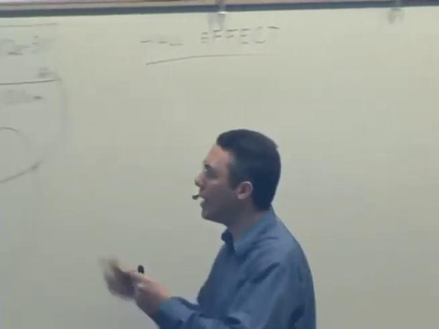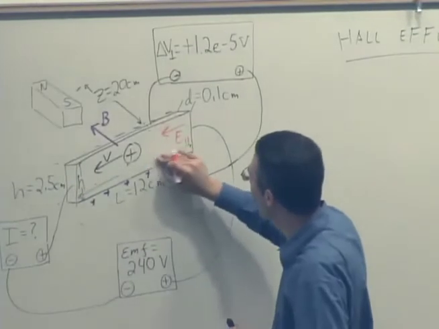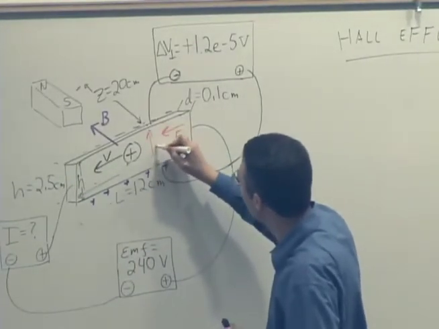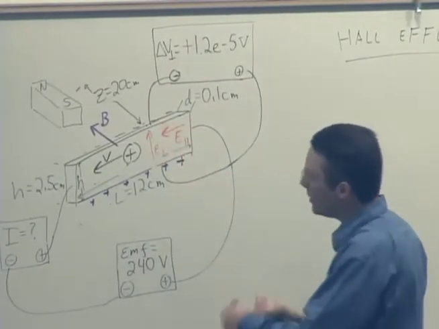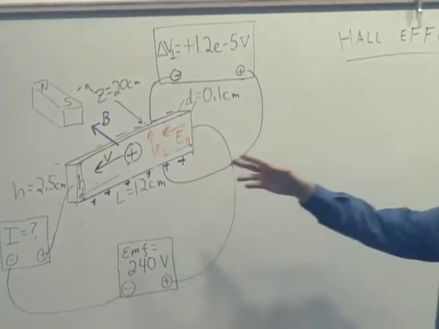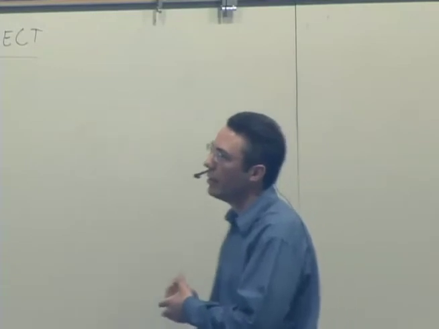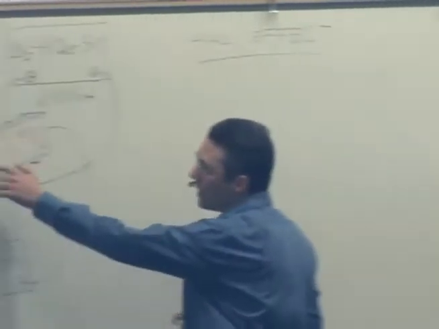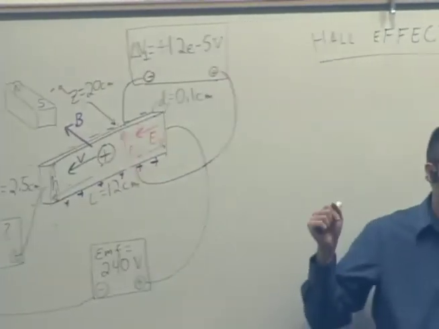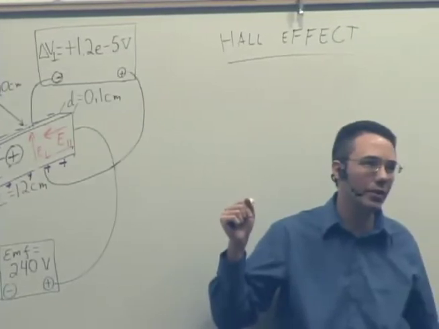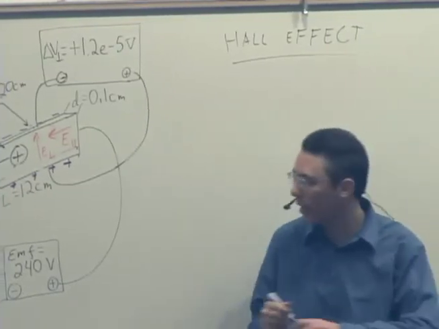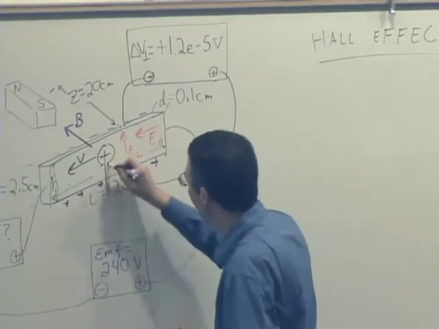Pointing up, right? From the positives on the bottom to the negatives on the top. So that's E perpendicular. In the steady state, there are going to be forces, magnetic and electric, acting on the mobile charge. We said the magnetic force was what direction? The V cross B force was down. Let me draw that in.